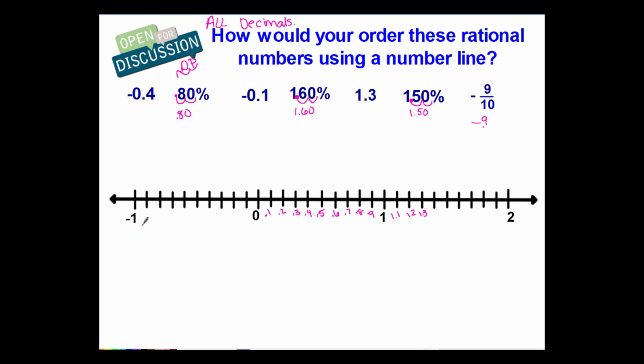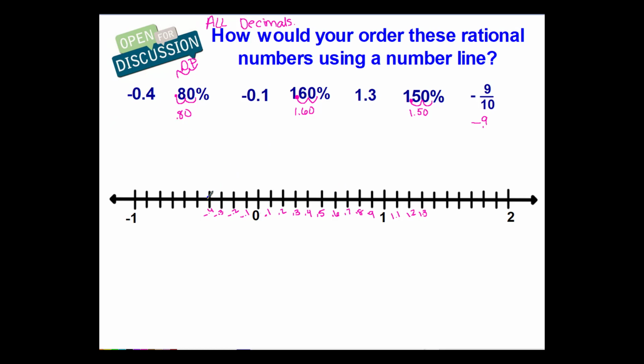Anything left of the 0 is a negative, so this would be -0.1, -0.2, -0.3, -0.4. Okay, and then you would just continue the counting. Now we're just going to drag and plot our numbers to where they belong.